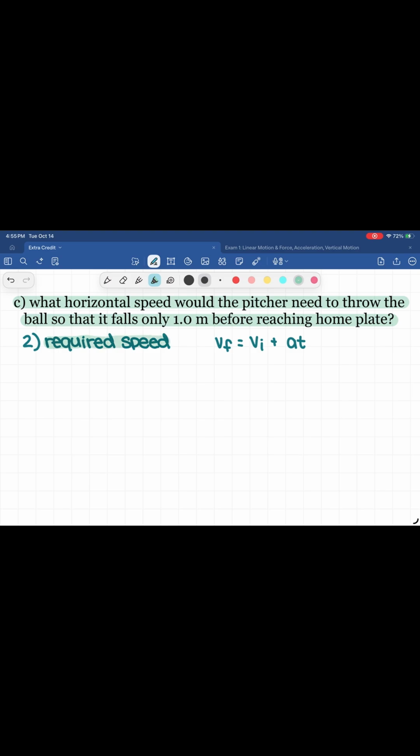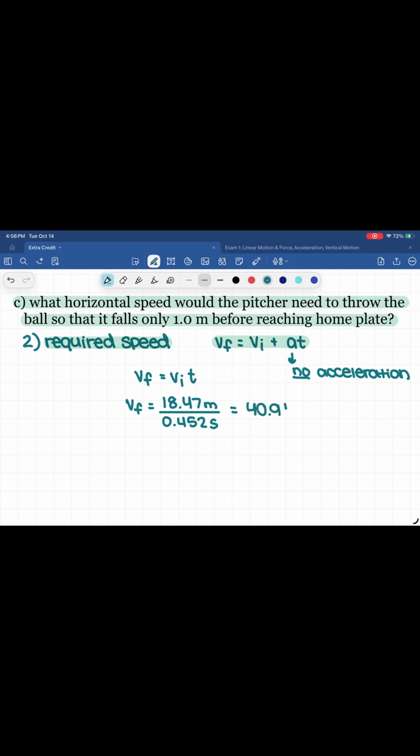Now we want to find the required speed by using the equation velocity final equals velocity initial plus a times t. There is no acceleration in this problem, so we start with Vf equals Vi times t. Now we plug in our known values, 18.47 meters divided by the time 0.452 seconds to get 40.9 meters per second.